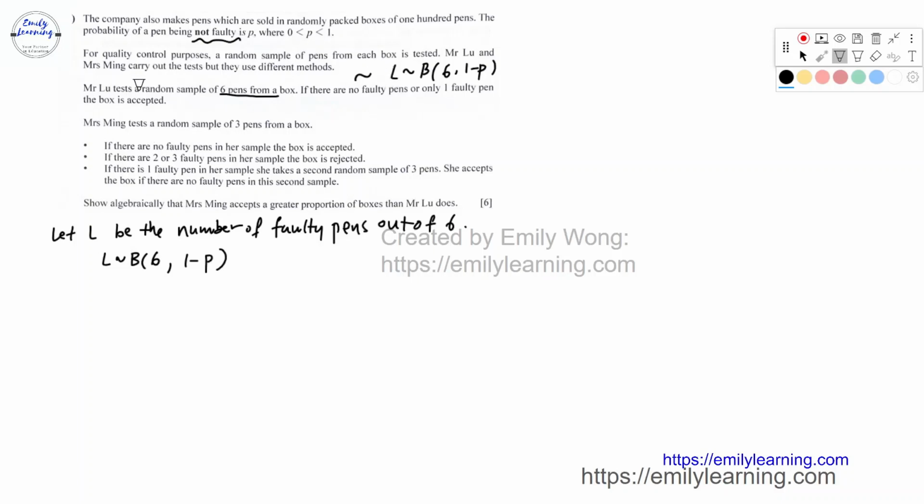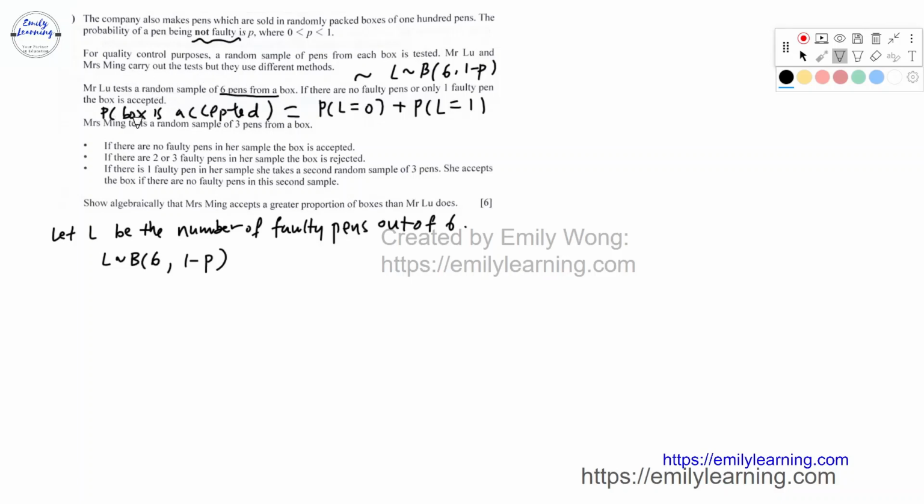So in order for Mr. Lu to accept the box, it needs to be P of L equals 0, that means there are no defective pens, or P of L equals 1. So the probability that the box is accepted is equal to P of L equals 0 plus P of L equals 1. That is when Mr. Lu will accept the box of pens.